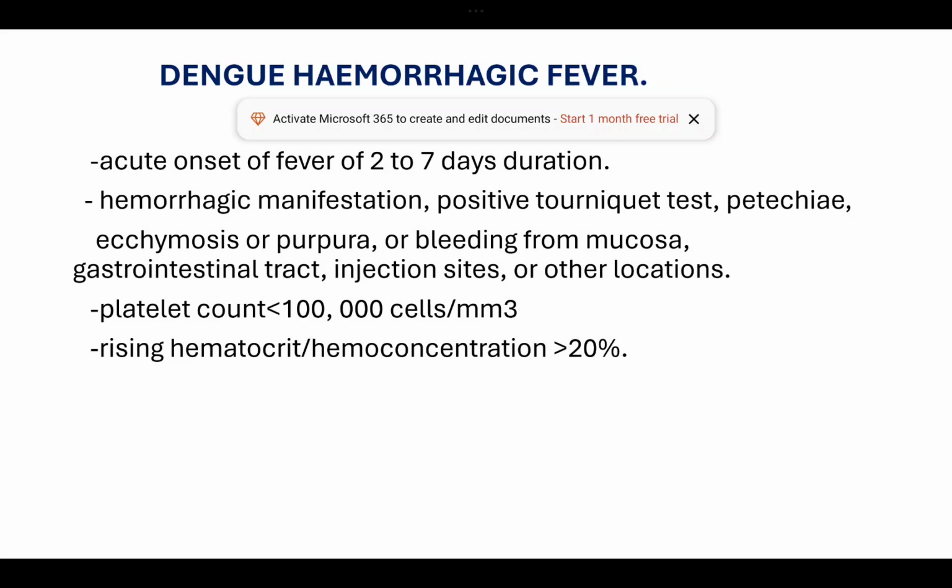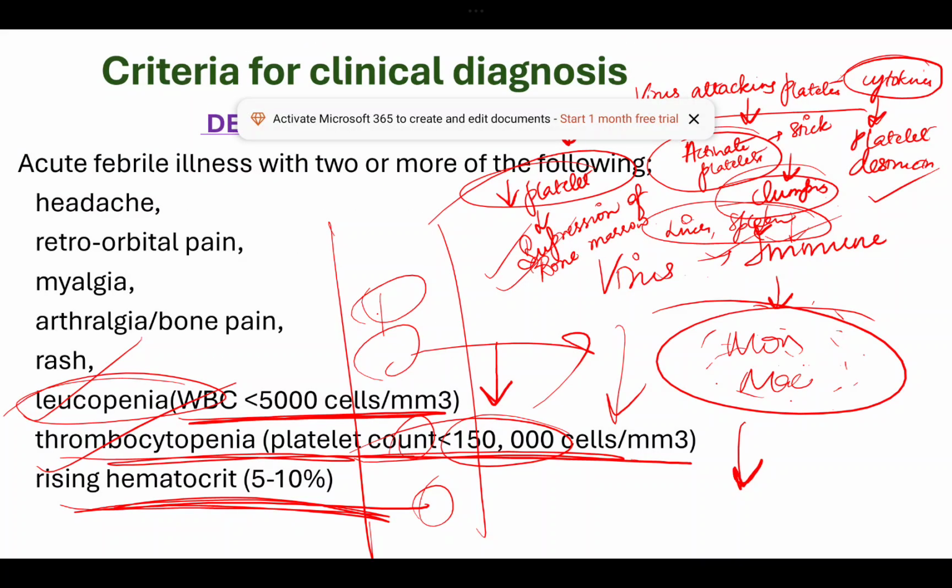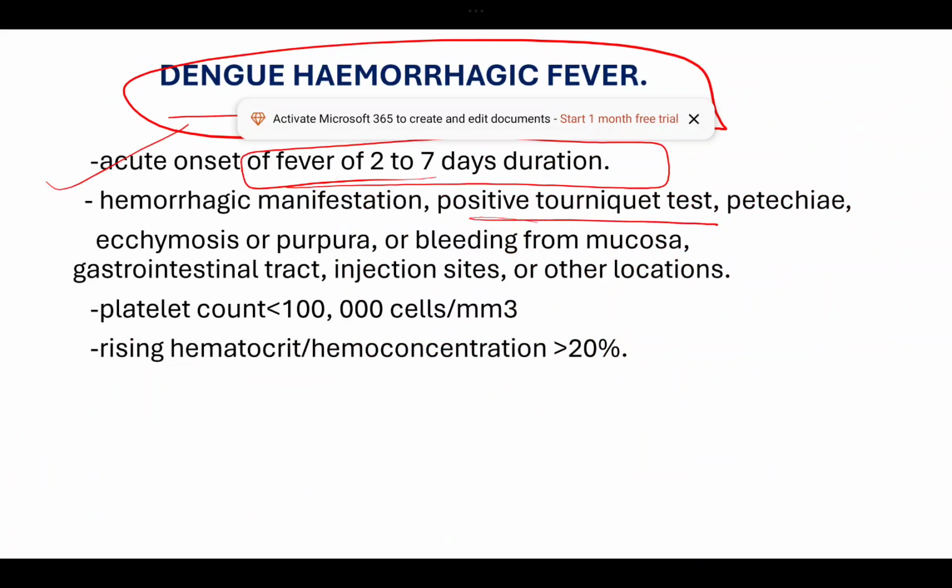Next, we will move further to the dengue hemorrhagic fever. The acute onset of fever of 2 to 7 days duration. In dengue hemorrhagic fever, there is an acute onset of fever. Hemorrhagic manifestations are seen. There is a positive tourniquet test, and there is also petechiae. Is it clear? In the dengue hemorrhagic fever, there is a positive tourniquet test. Petechiae will be seen, ecchymosis, purpura, bleeding from mucosa, and then gastrointestinal symptoms.